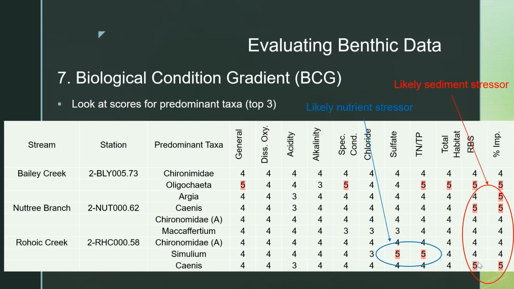We also see here another, the Caenis. That particular taxonomic group is going to be present in conditions correlated with high imperviousness and low log relative bed stability measures. So that's an indicator of sediment. This particular taxon appearing in large numbers at this site might be an indication that sediment is a stressor. And we see it here, and we also see it in this Nut Tree Branch station.